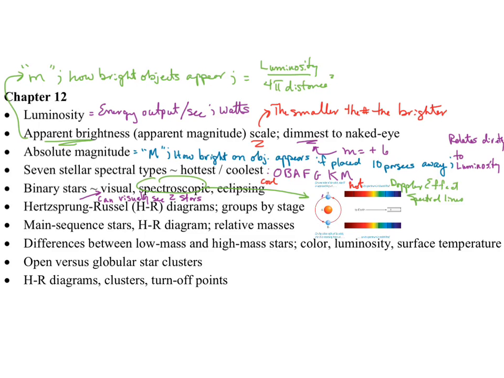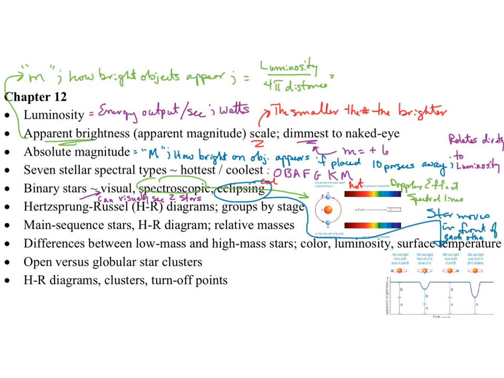Binary stars. Most stars come in pairs. They're gravitationally hanging out. A visual binary, you can see both stars separate. Spectroscopic binary, you can see that there are two stars using the Doppler effect and their spectral lines. A pair of stars that are eclipsing is a way to see that you actually have two stars.